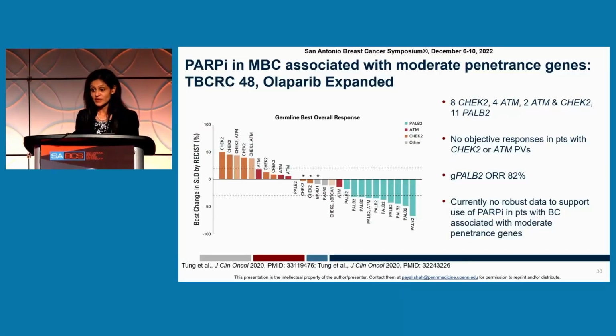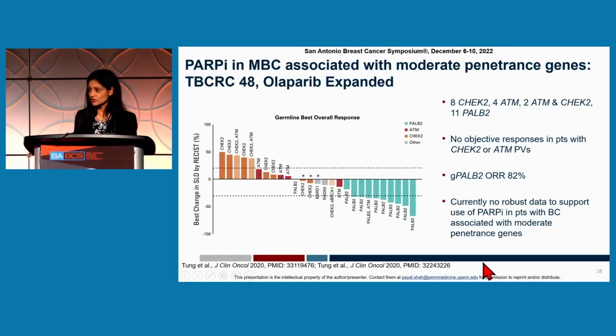Moving on now to metastatic breast cancer. These are data from TBCRC 048, or olaparib expanded, led nationally by Dr. Nadine Tung. In this study, patients who had DNA repair gene alterations other than germline BRCA1 and 2 were treated with PARP inhibitor monotherapy. There were no objective responses in patients who had CHEK2 or ATM pathogenic variants. However, among patients with germline PALB2 mutations, there was an overall response rate of 82%.